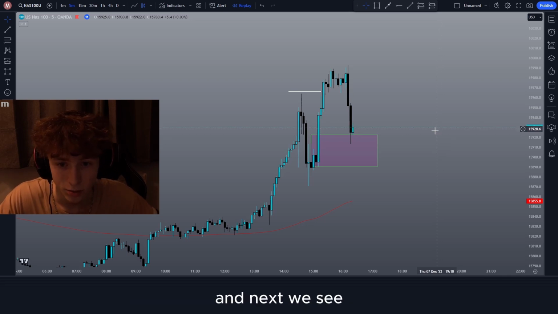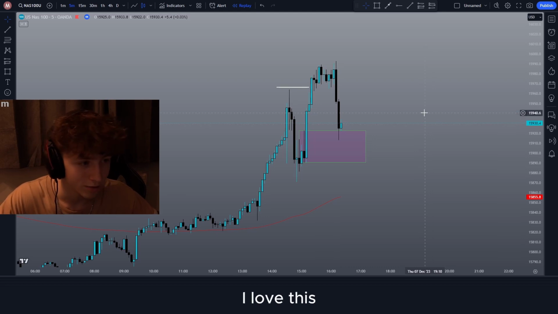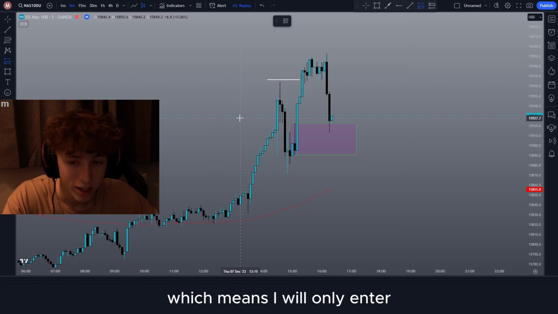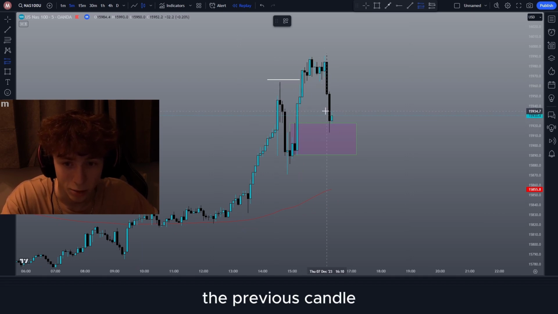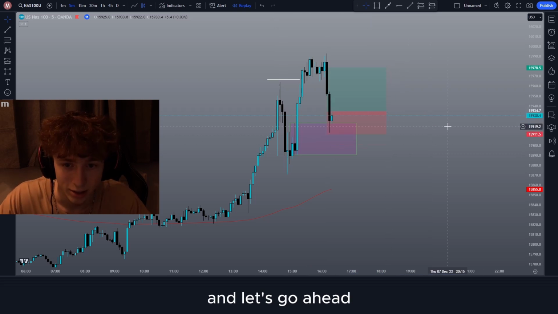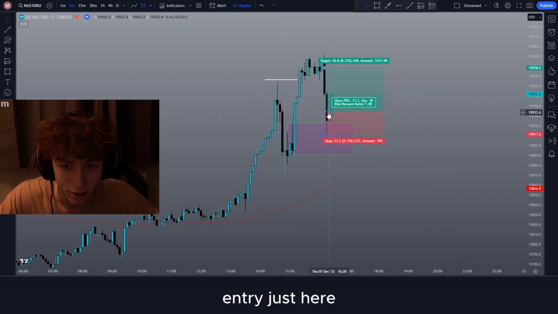And next, we see this small candle, which for me, I love this. Because like I said, my entry model is break of candle entry, which means I will only enter most of the time when it breaks the previous candle. So in this case, if it breaks this blue candle, I would enter here. And let's go ahead. It broke that candle. So I get my entry just here.